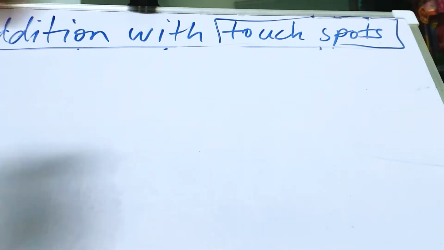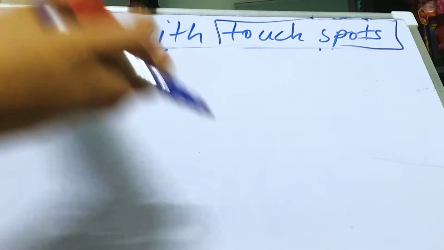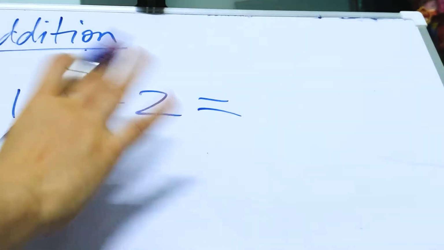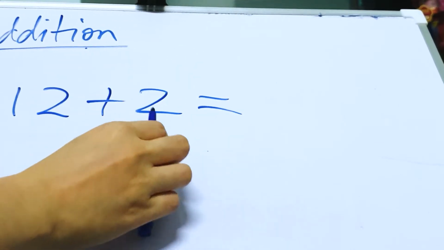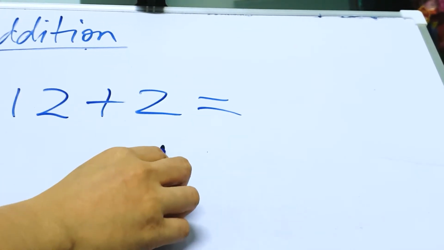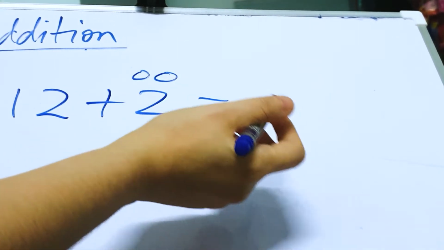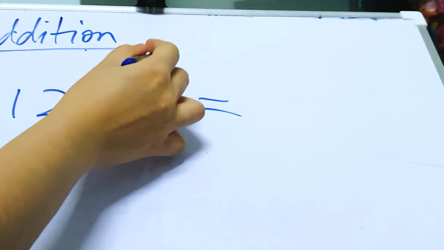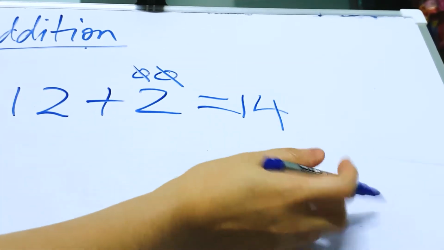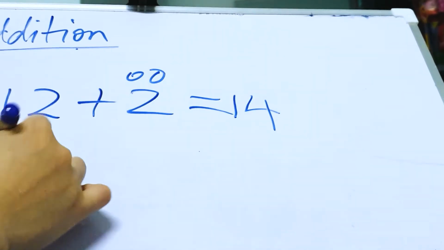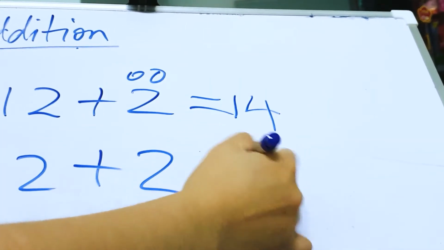For those who don't know Touchspots, for example, addition like 12 plus 2, how many balls do you need to draw? Are you going to draw 12 balls or 2 balls? Of course, you draw 2 balls. So 12, 13, 14. Or you can do it like that. Okay, that's another way.